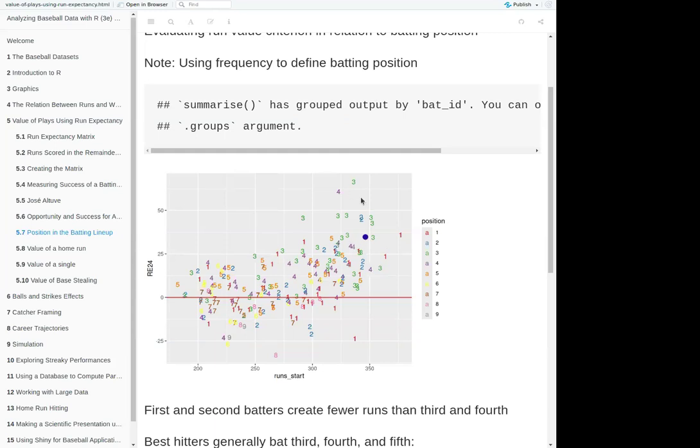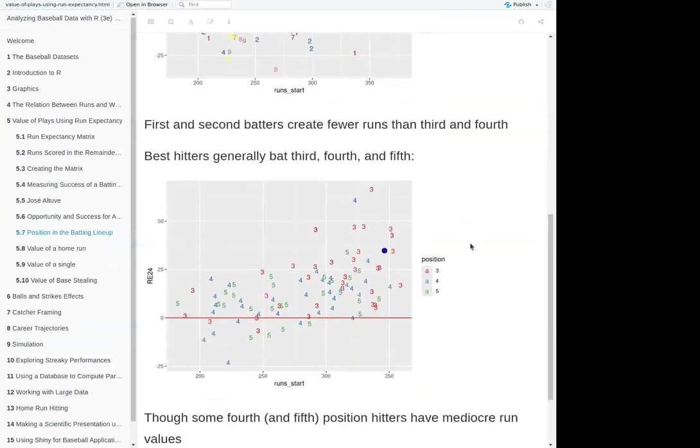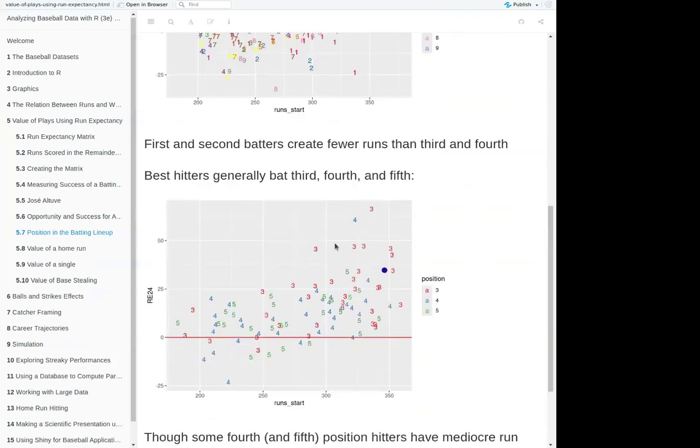And we can see really the best batters are usually third and fourth. We have some second batters up here as well, which I thought was really interesting. And our big blue dot here is Altuve. I also subsetted the plot to only look at third, fourth, and fifth to really nail in those best hitters, quote unquote, a little better.